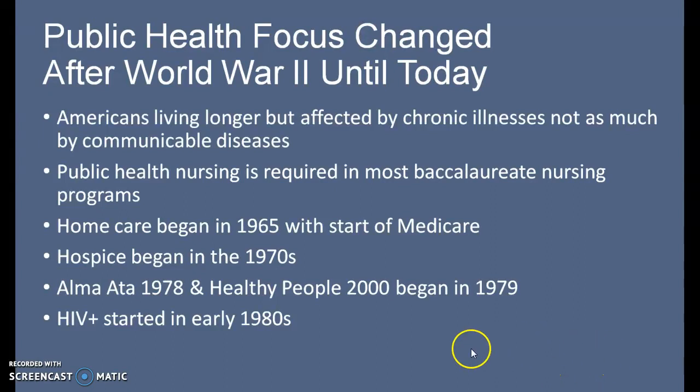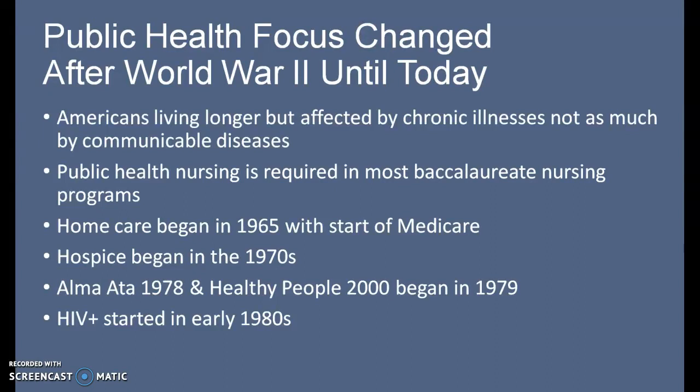And so we also saw that the baccalaureate degree was rising in number, but also at the same time the associate degree, which did not qualify for public health nursing, which is why you are currently taking public health nursing in a bachelor's degree program. Home care began in 1965 when Medicare started, and that's when nurses went under the orders of physicians. Hospice movement began in the 1970s so that people could die at home instead of in institutions.